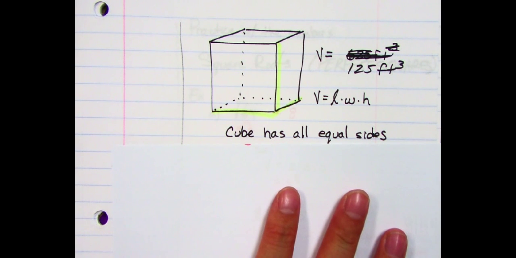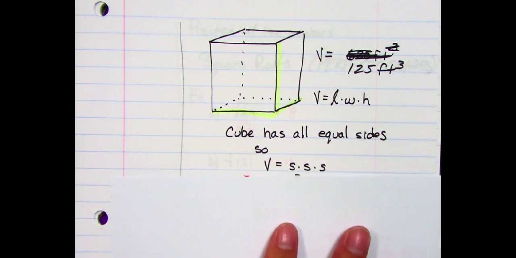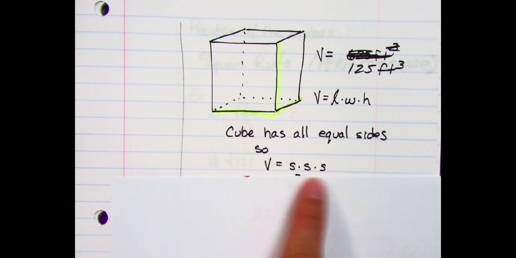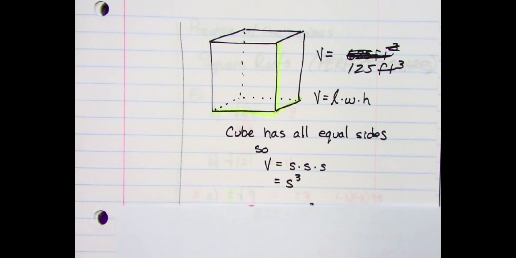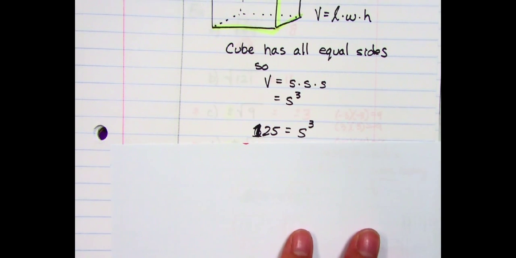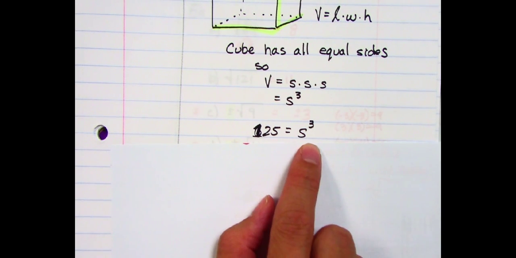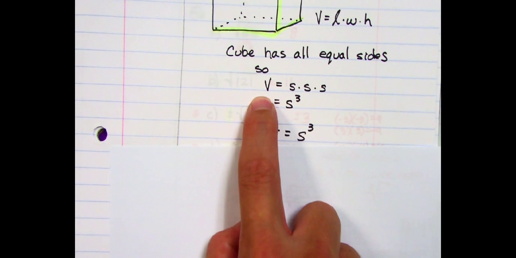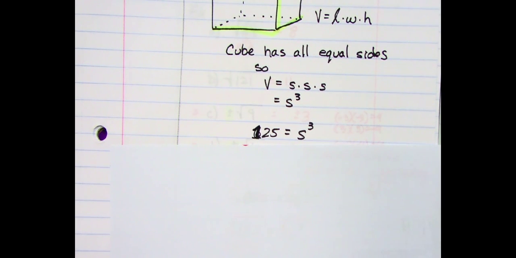Well, I also know that a cube has equal sides, so in this case, I could say the volume is equal to side times side times side, otherwise known as side cubed. All right, so cool. So far I got that. Now I know that 125 is equal to side cubed, because that was the volume. I just got to figure out the rest of this.